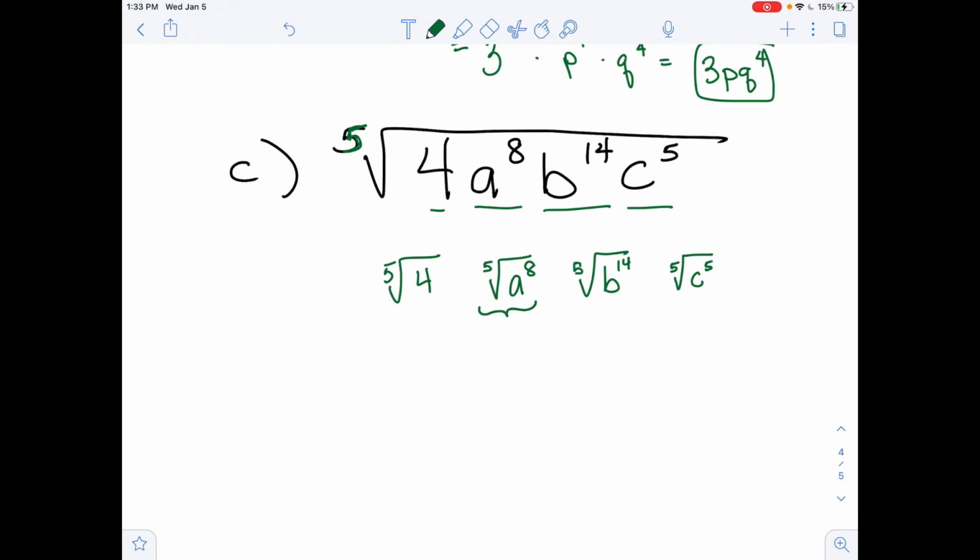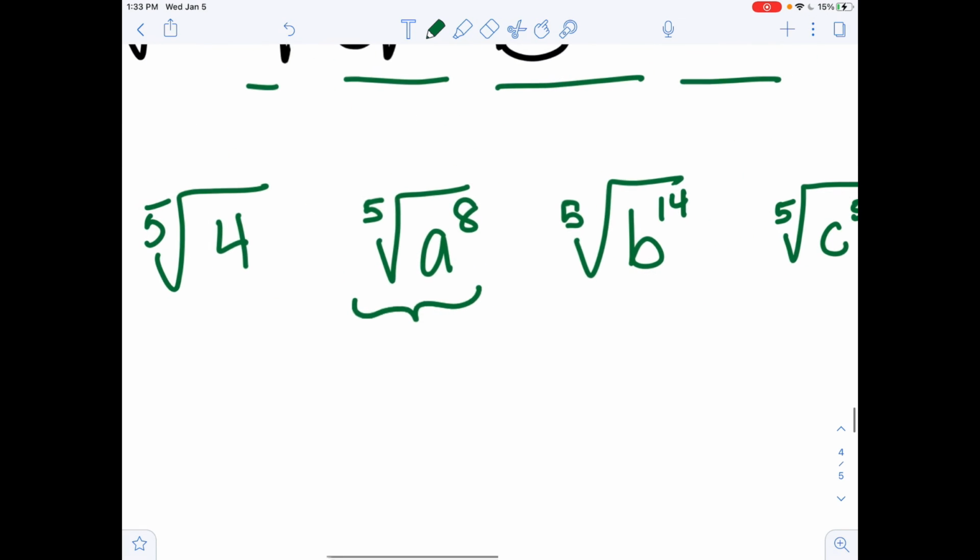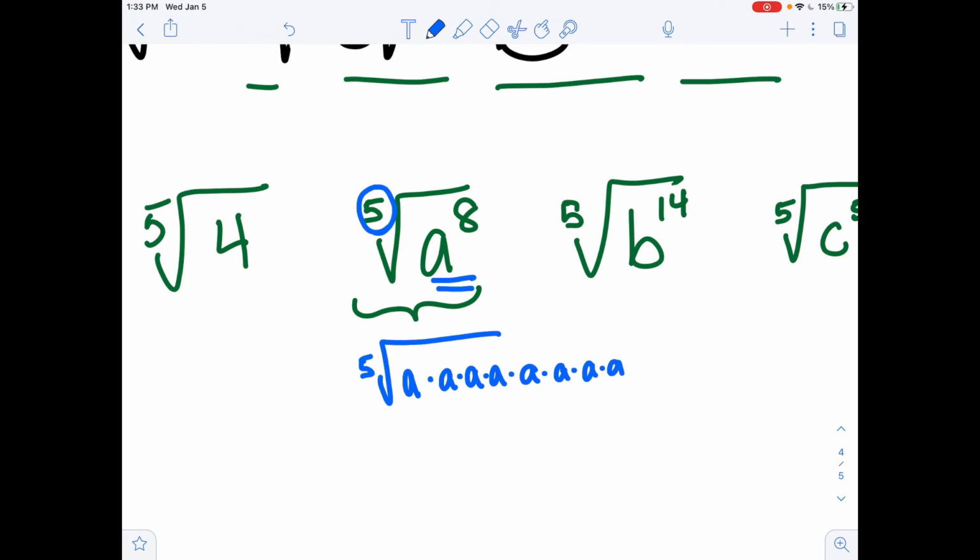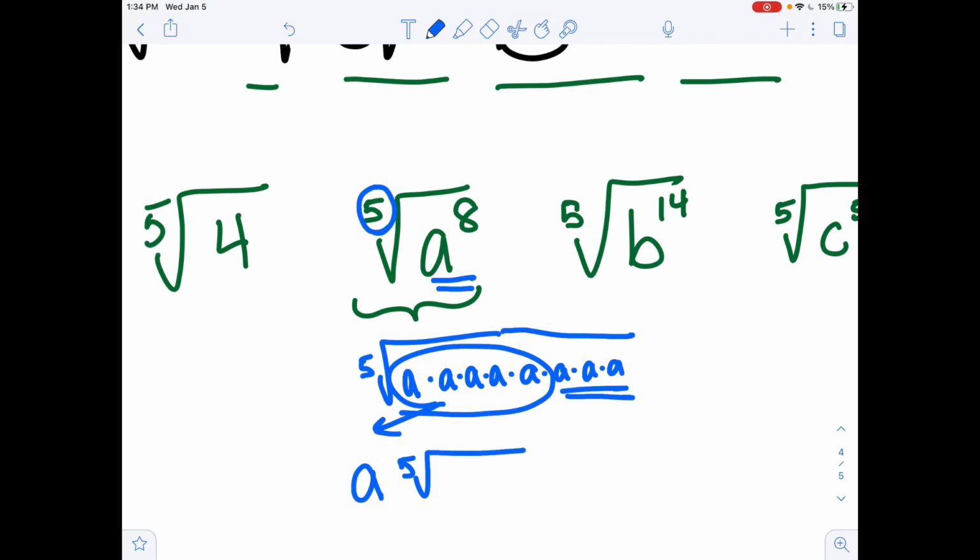Okay, and then let's look at this one. Remember that I need a group of 5 identical things to come out of this. So if I say the 5th root of a to the 8th, I can say a times a, basically 8 times, right? 1, 2, 3, 4, 5, 6, 7, 8. So if I'm looking for 5 of these to pull out, this can become a times the 5th root of, how many are left? a to the 3rd. Okay, so that's one part of simplifying that.